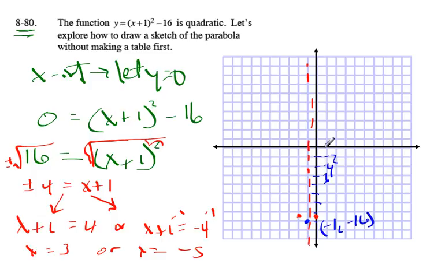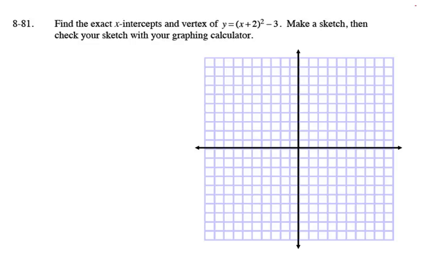All right, so we have 3. I'm going to use blue here. 1, 2, 3, and -5. 1, 2, 3, 4, 5. So there's my parabola. And there we go. Let's go ahead and do number 81.